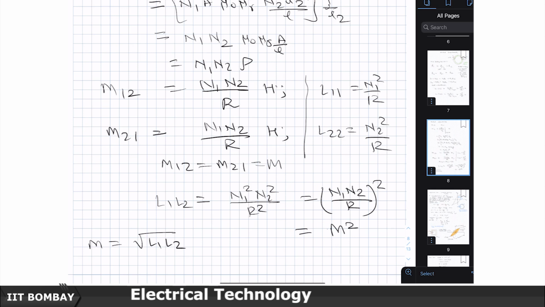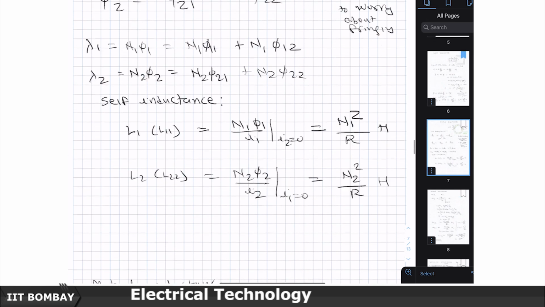Square root of L1 L2. So, take the self inductance of coil 1, take the self inductance of coil 2, multiply them, take the square root, and that is the mutual inductance of a perfectly coupled system.